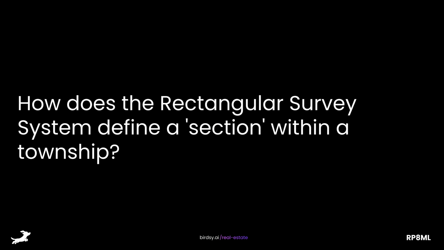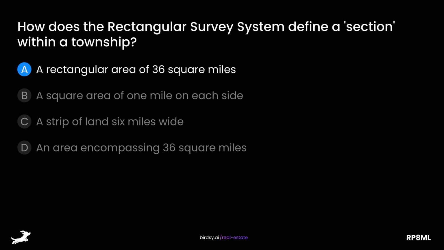How does the rectangular survey system define a section within a township? Is it A, a rectangular area of 36 square miles, B, a square area of 1 mile on each side, C, a strip of land 6 miles wide, or D, an area encompassing 36 square miles? The answer is B, a square area of 1 mile on each side.